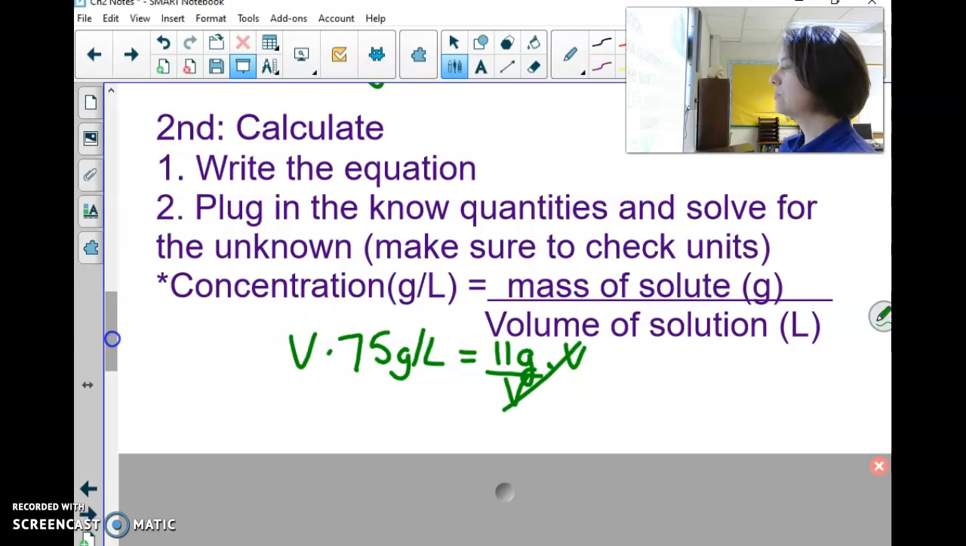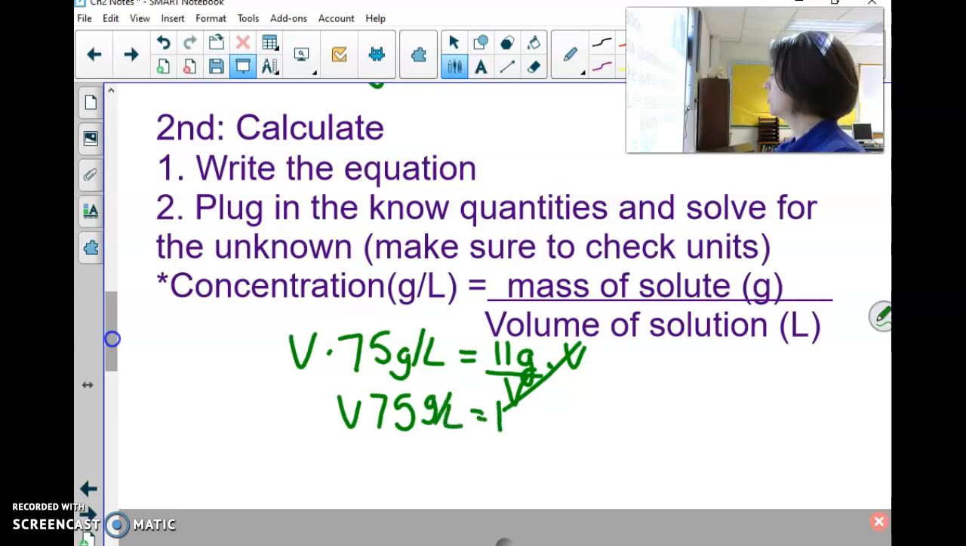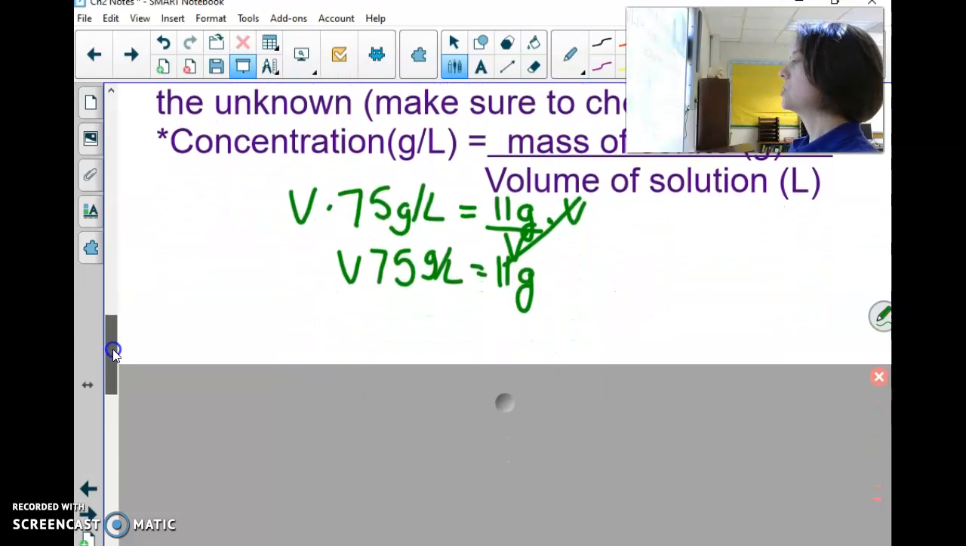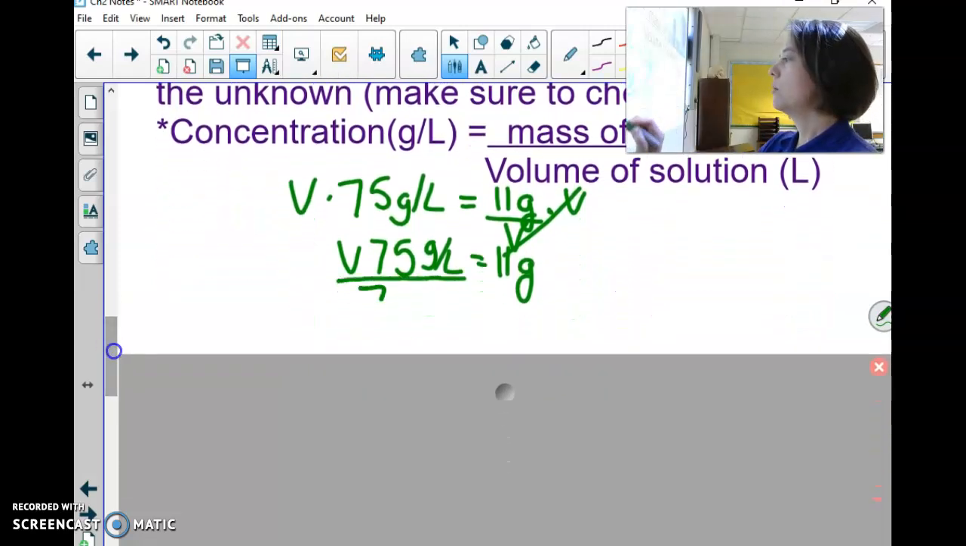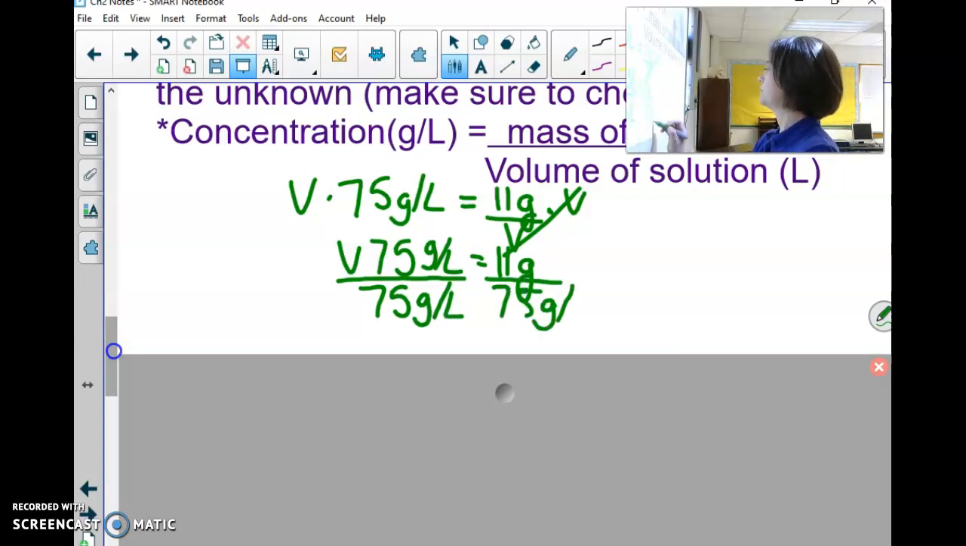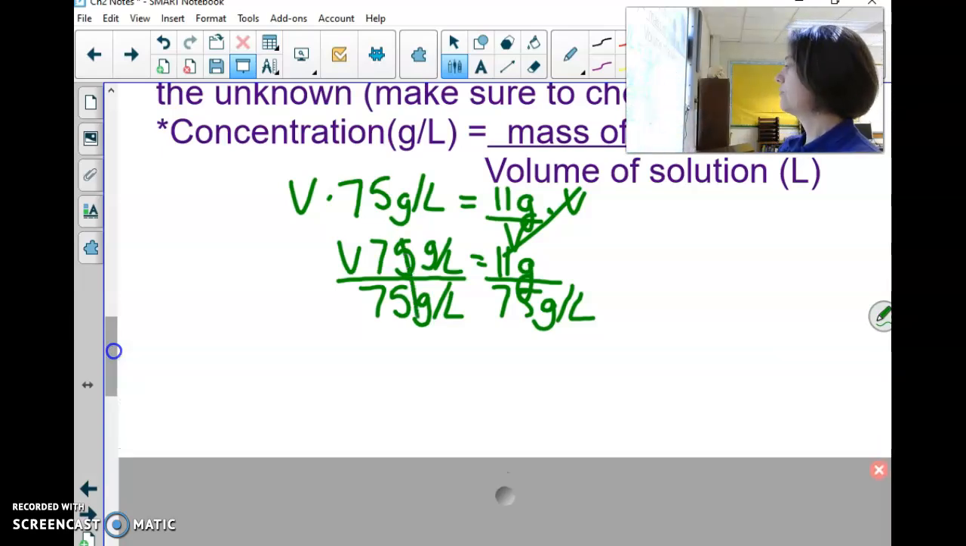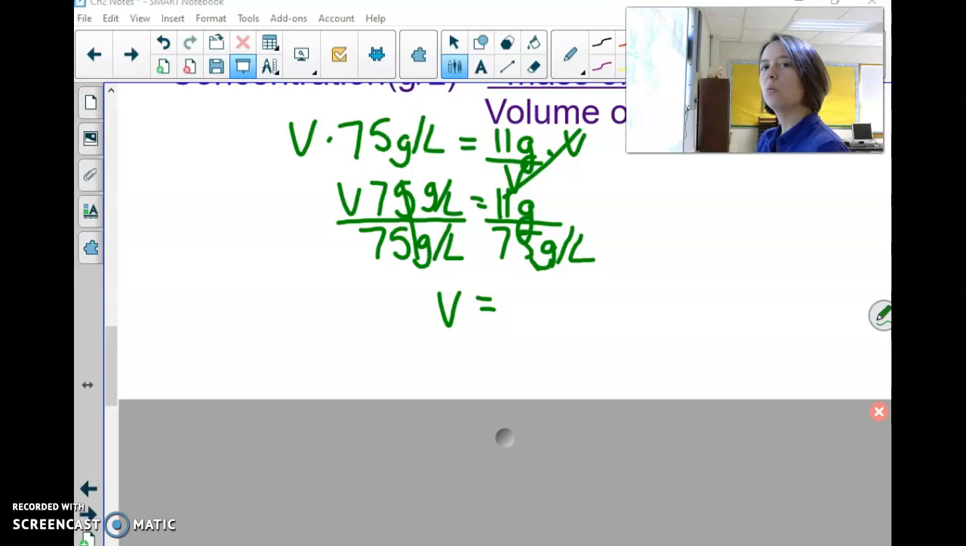So I have V times 75 equals 11 grams. I'm going to rewrite that. V times 75 grams per liter equals 11 grams. And then I know I need to solve for V, so I'm going to divide each side by 75 grams per liter. And so these cancel. I'm left with V, and that is 11 divided by 75. So please get out your calculator and do that. Okay, if you got 0.1466666, you would be correct.